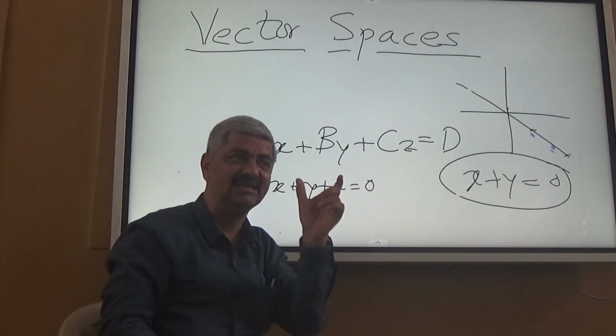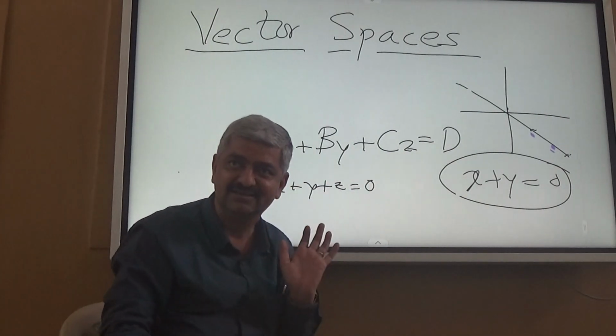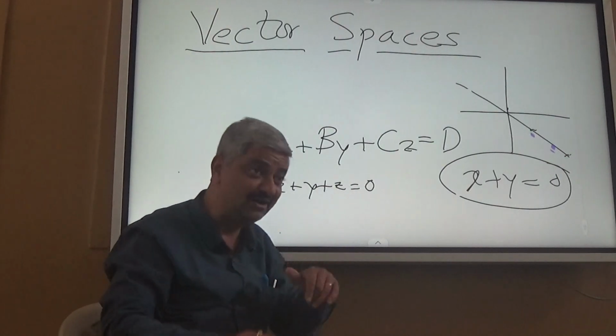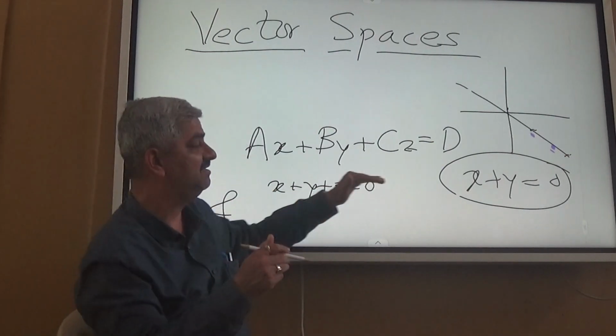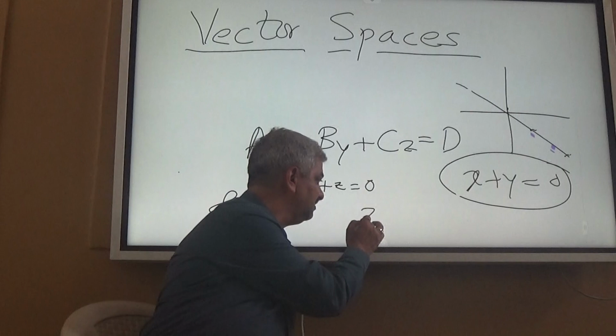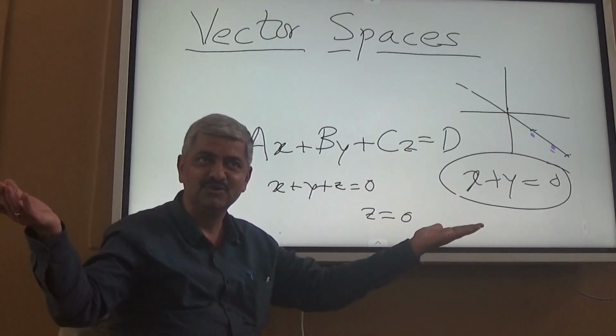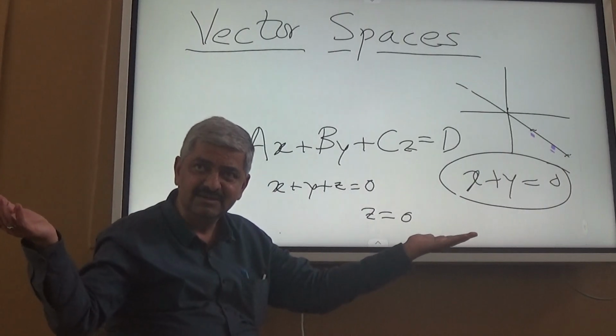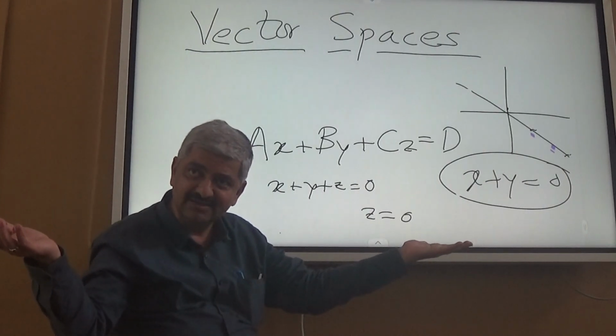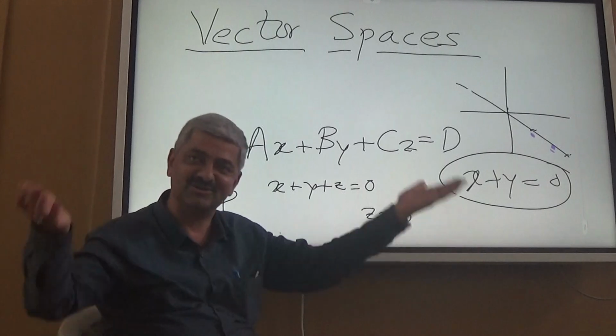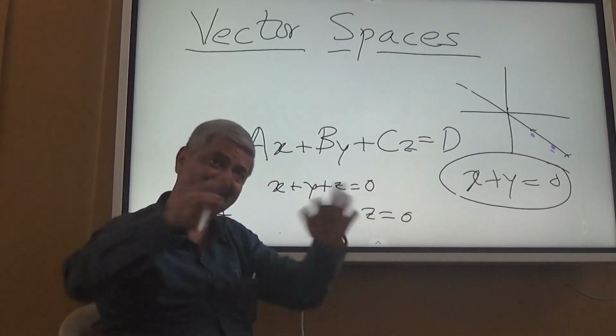Because in the equation the z term is not there. This is a general case, a special case, and another one is z equal to 0. What is z equal to 0? It is the xy plane. There, can you choose z? No, you can't choose z because z is by default 0. But x and y you can choose.